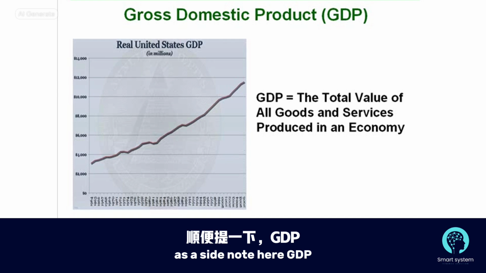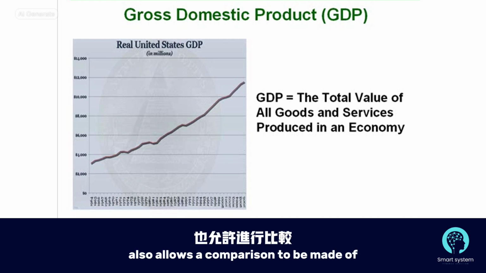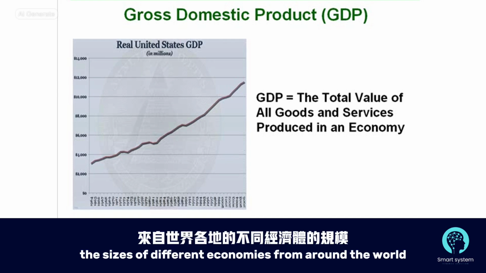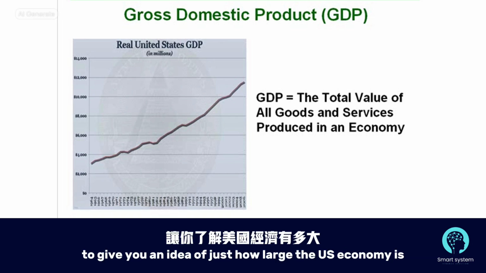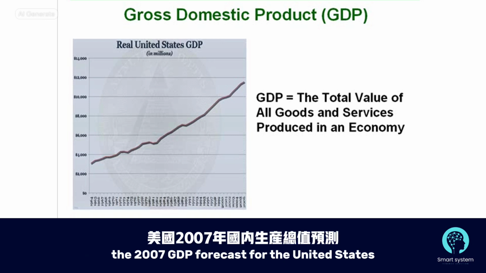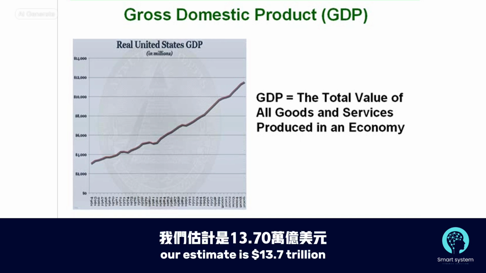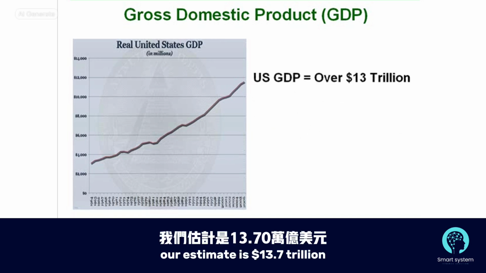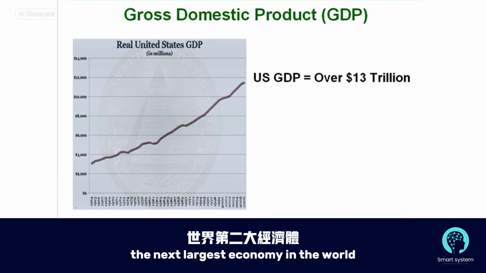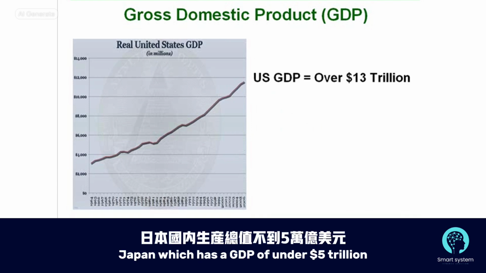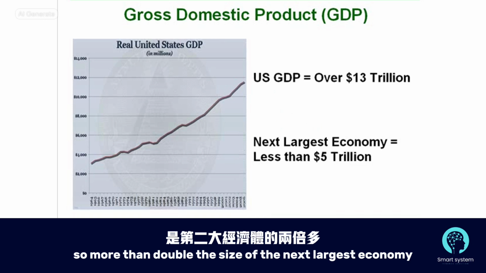As a side note here, GDP also allows a comparison to be made of the sizes of different economies from around the world, as well as a comparison of their growth rates. To give you an idea of just how large the US economy is, the 2007 GDP forecast for the United States, our estimate, is $13.7 trillion. This is in comparison to the next largest economy in the world, Japan, which has a GDP of under $5 trillion. So more than double the size of the next largest economy.